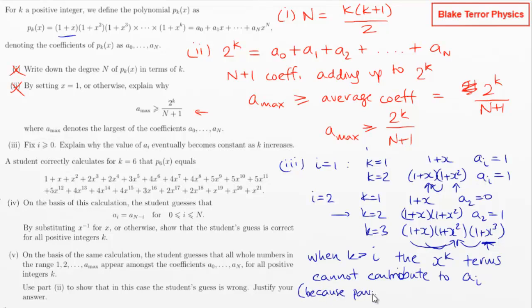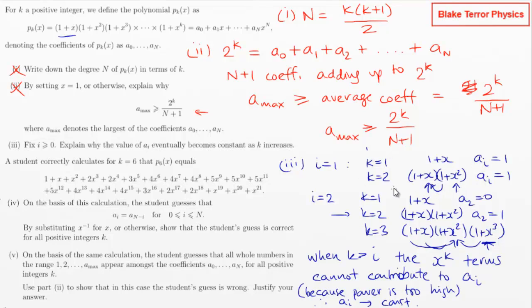Because the power is too high. So therefore we're getting a constant. So therefore a_i tends to constant. Right. Yes. Yeah, it took a while to unpick it.